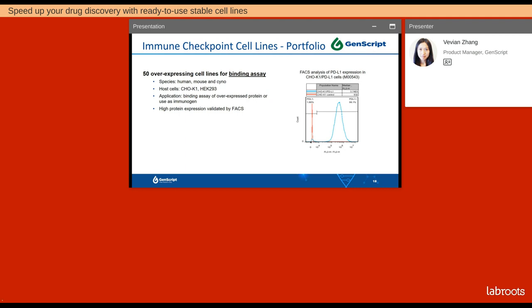As you can see here, I'm showing you an example of the FACS assay analysis of the PDL1 expression in our Tronca-1 PDL1 cell. Shown in the blue is the expression of the PDL1 in the stable cell line. Shown in the red, you can see that there's little expression of the PDL1 in the control cell line, which is just the Tronca-1.